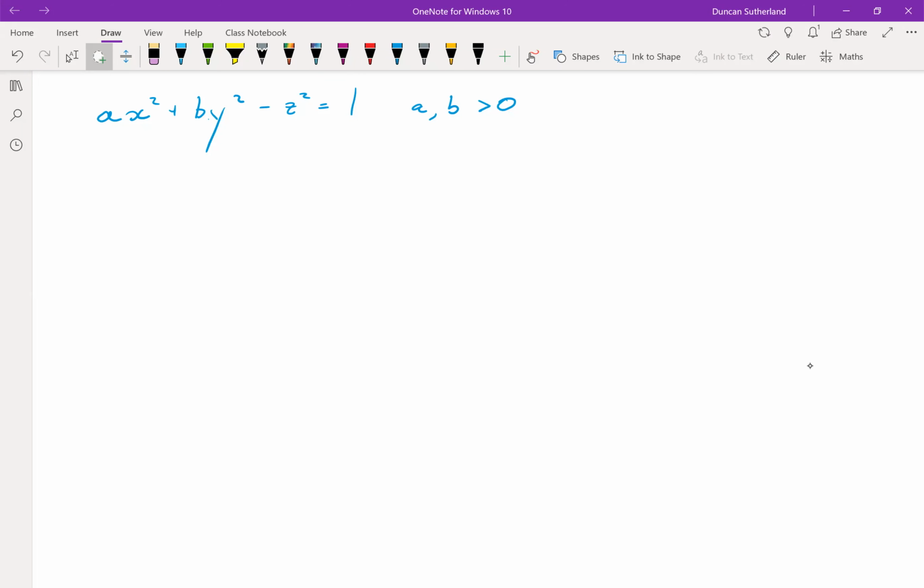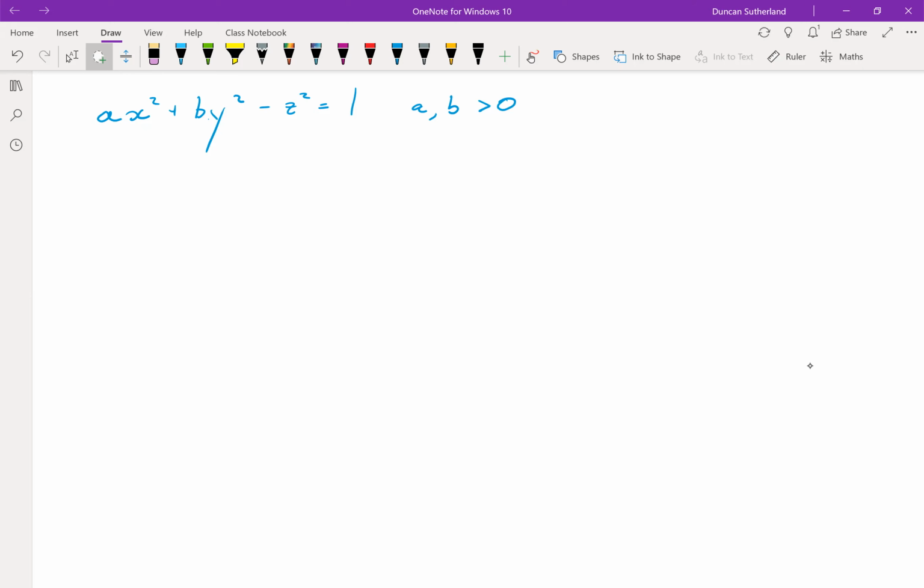Okay, so we've got this surface here. We can tell that it's a surface because we've got x, y, and z, and we've got an equation linking those three things together. So if we've got 3 dimensions and 1 constraint, we end up with a 2-dimensional object, and that's a surface.